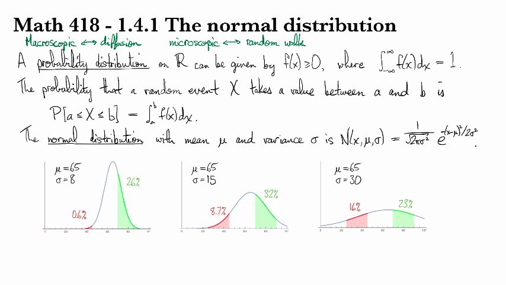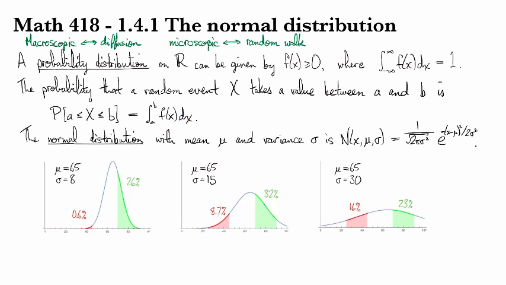So how do we quantify something like this? Well, we need a probability distribution to talk about this. A probability distribution on the line can be given by some non-negative function that has total integral equal to 1. So full probability is 1, right? And the interpretation is that the probability of a random event x taking a value between two numbers a and b, the notation for that being the probability that x takes a value between a and b, is just the integral from a to b of f.